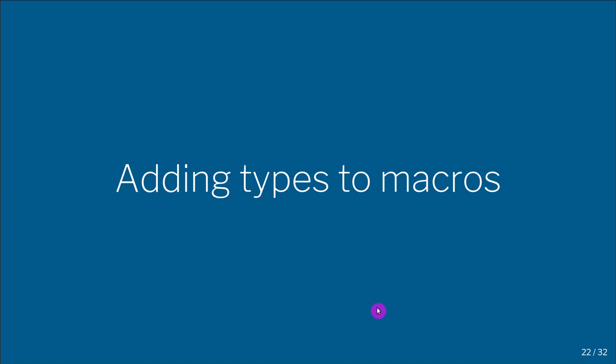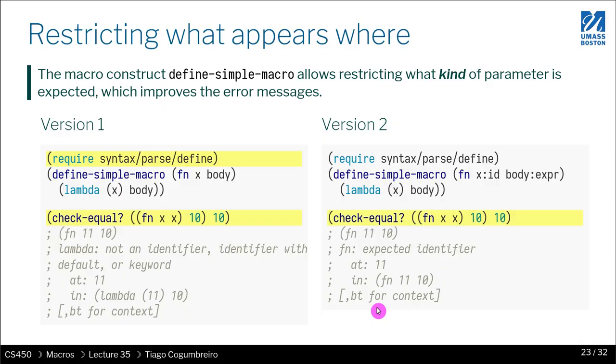Adding types to macros is simply a way to add a bit of error reporting to your macro declarations. For this, you need to require a new module, known as syntax/parse/define. And now you have the ability to use define-simple-macro, which is another way to declare macros, where you can annotate the parameters to say specifically what they are.